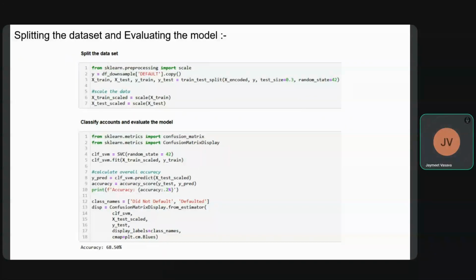Now we split the dataset for training and testing purpose. So we create the X, Y train and test splits. And as those are the scale values, we'll be saving them into X train and test for the scale values. Then using it for support vector classifiers and making the predictions, and using the scoring of accuracy.